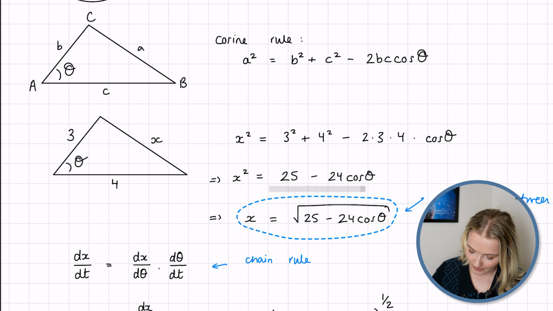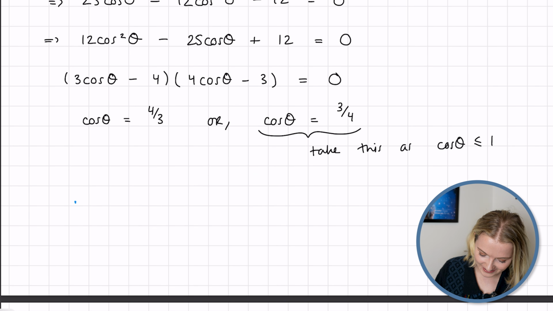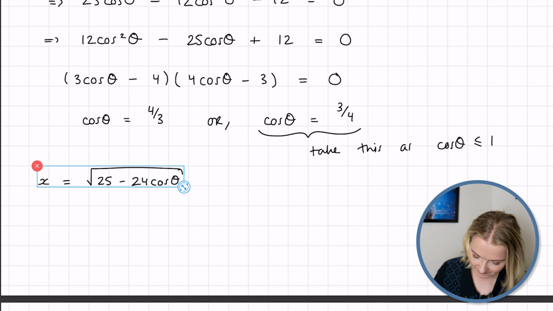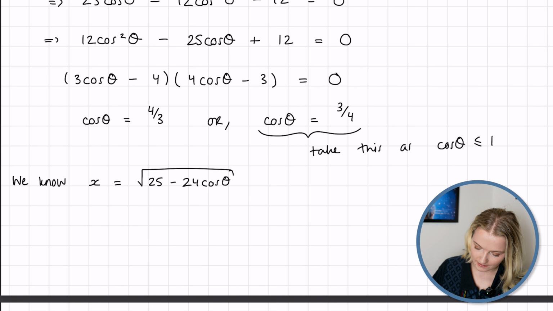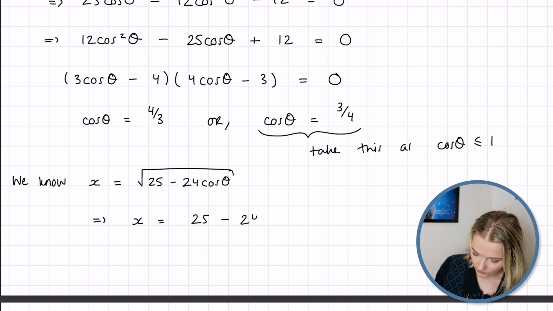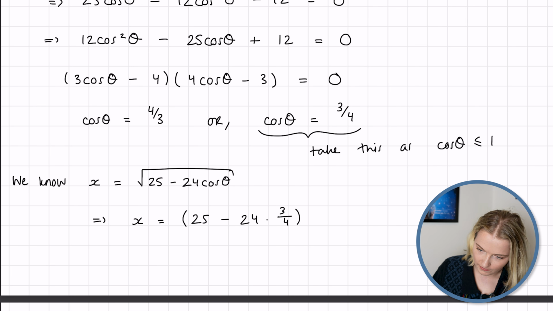Okay, now I'm going to copy this, and we're reaching the end of the solution. So I'll just put, we know x is this, and so we can substitute in. So we can say, well then x is 25 minus 24 multiplied by cosine of theta, which is 3/4, all of this to the power of a half.